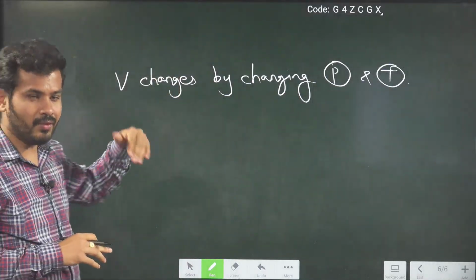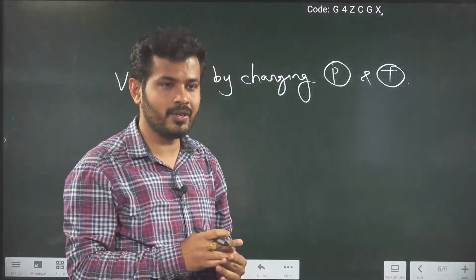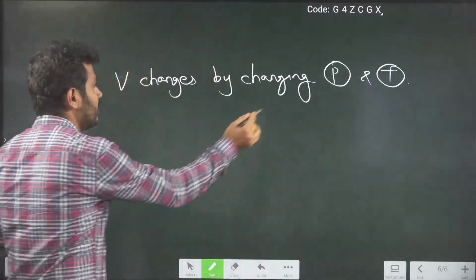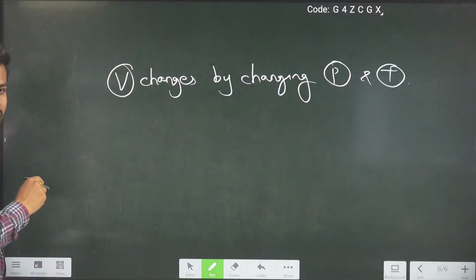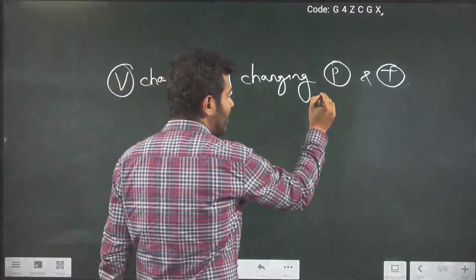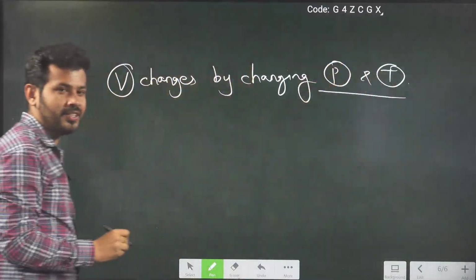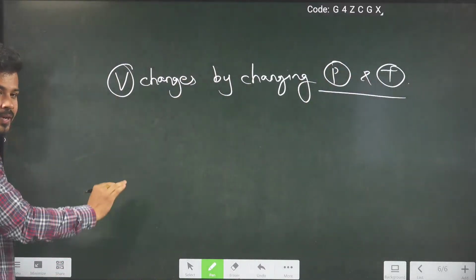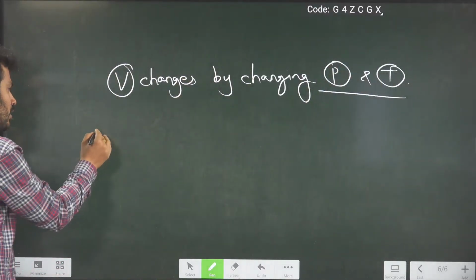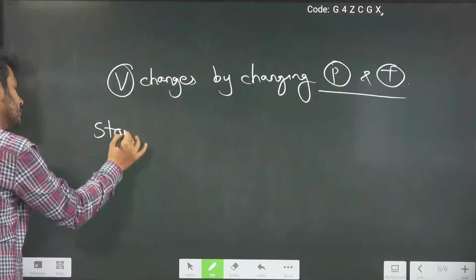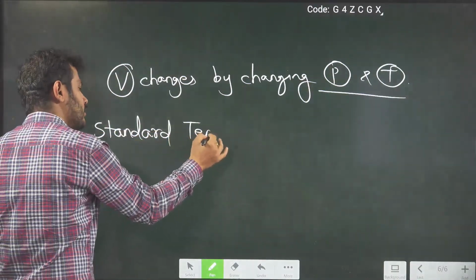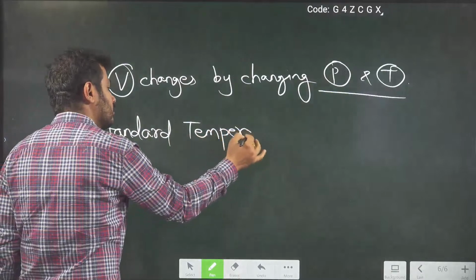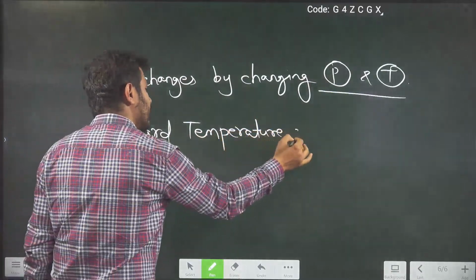This part we will once again discuss in gaseous state chapter, but my simple point, if you change pressure and temperature, then the volume of the gas will also change. For that reason, now what I will do, I will not change pressure and temperature. I will take a constant pressure and constant temperature. That is called as standard conditions. Standard temperature and pressure.